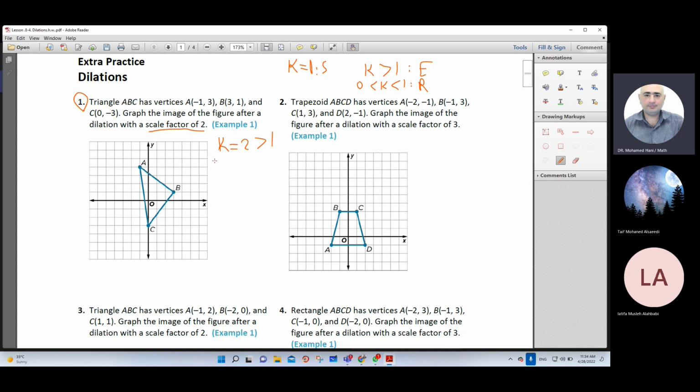As you remember, the rule of the dilation: (x, y) will be (kx, ky). So what is the k here? It will be 2. So the rule will be (x, y) goes to (2x, 2y).